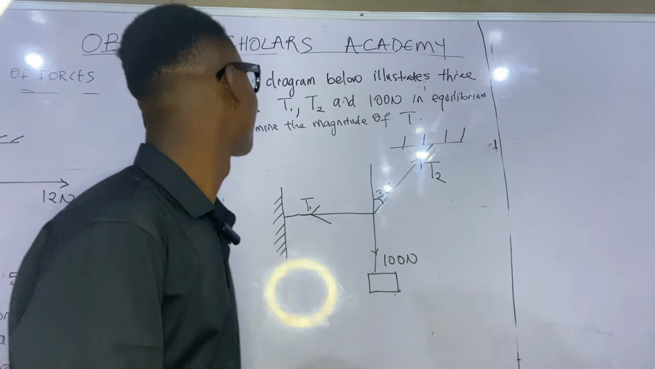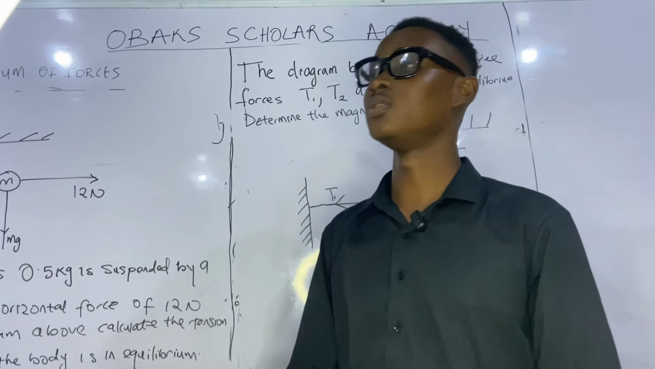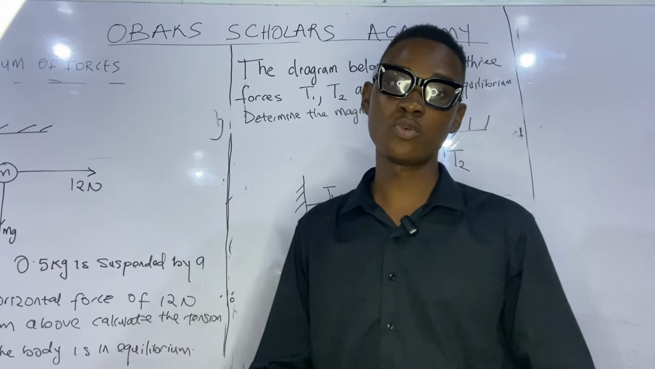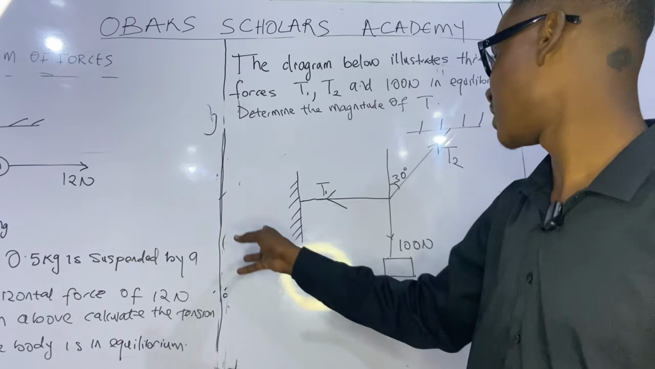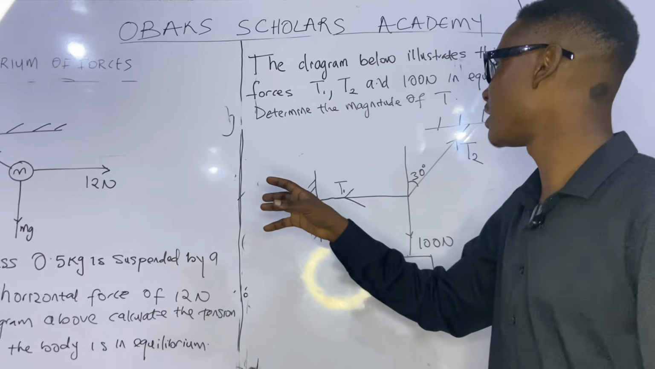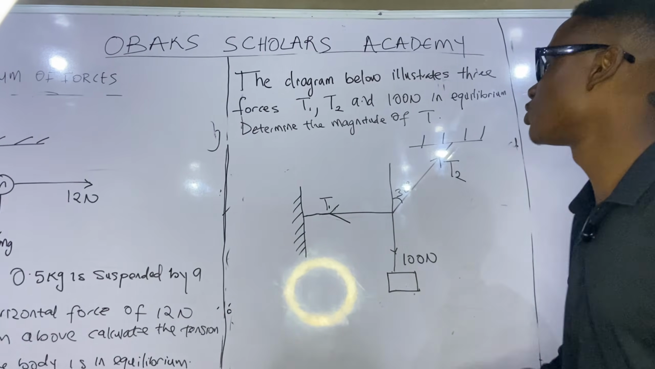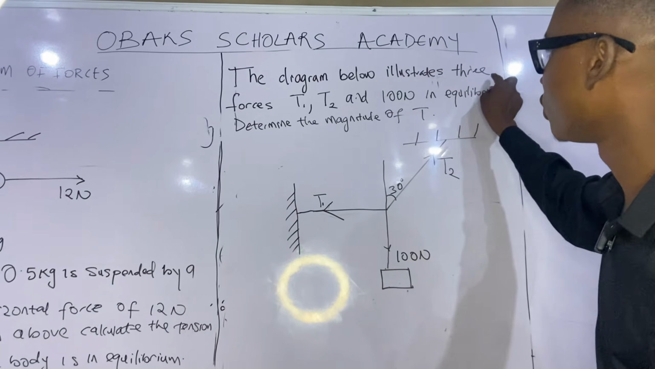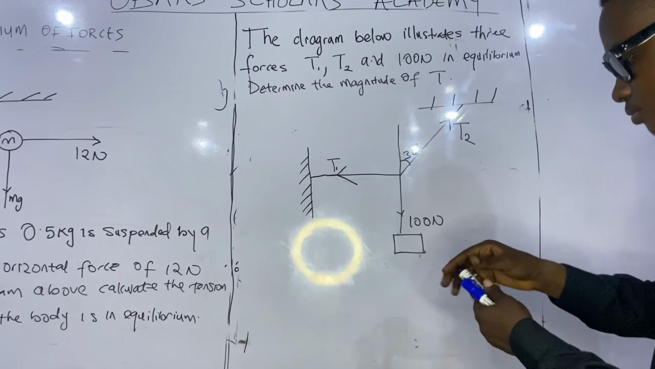So guys, we are looking at another question here, and we are still on the principle of triangle of forces. The two examples that I'm doing here actually have diagrams already, so they are not entirely word problems. This question says that the diagram below illustrates three forces: T1, T2, and 100 Newton.